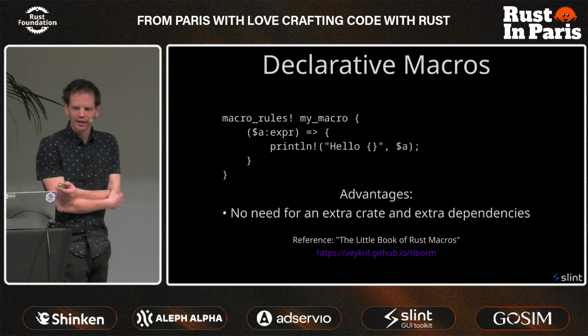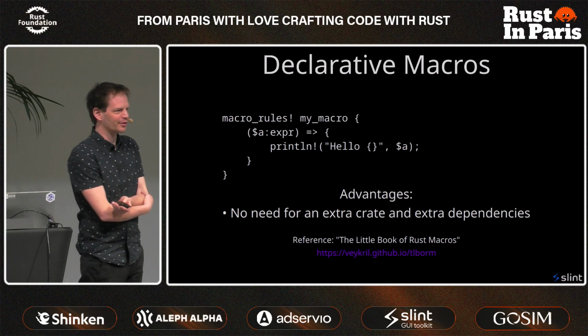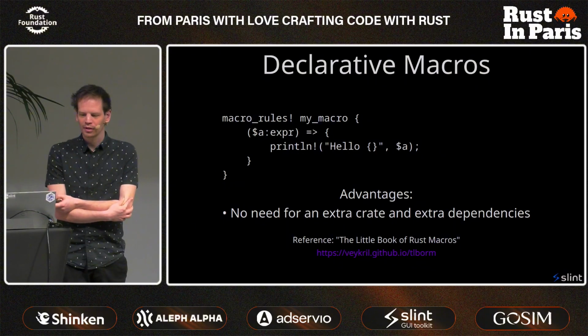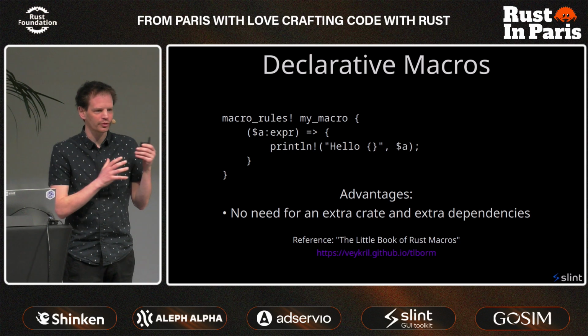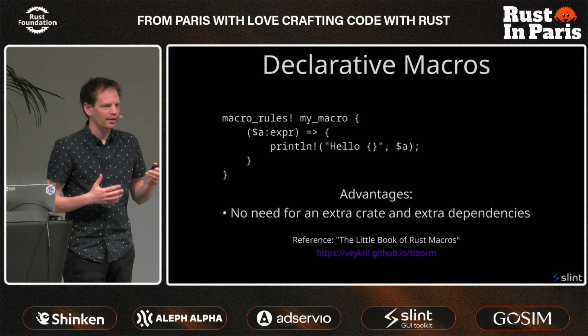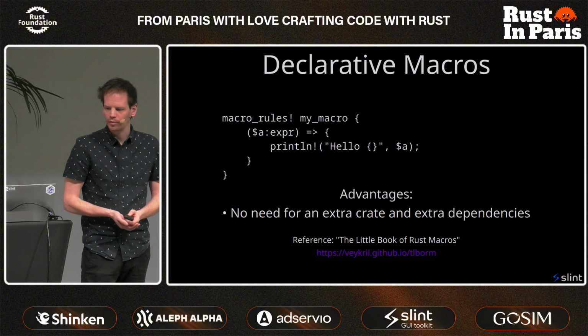So let's start with declarative macros. This is the first macro that exists in Rust. It's there since Rust 1.0, and this has the advantage that you just put it somewhere in your crate. You have this macro. It can simplify a bit some boilerplate.